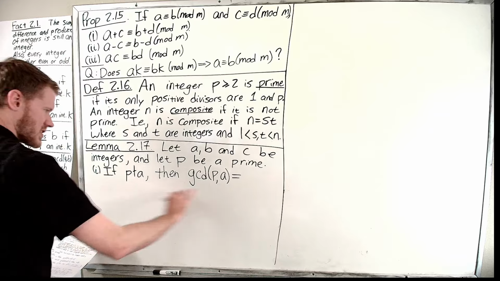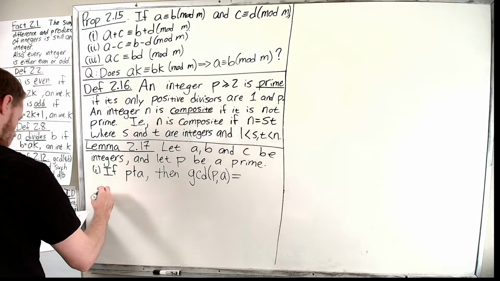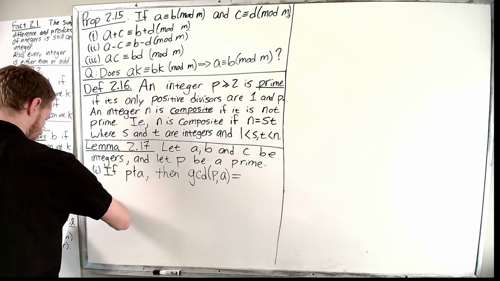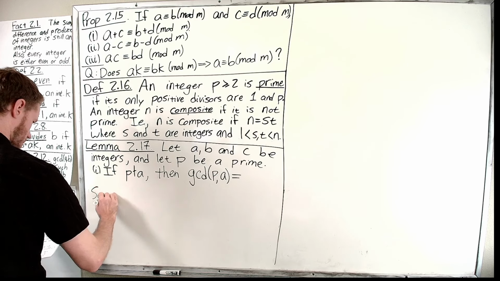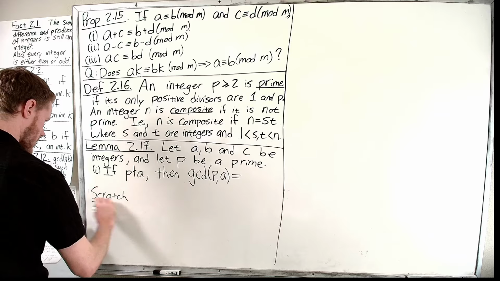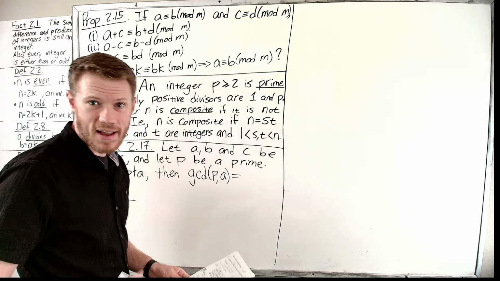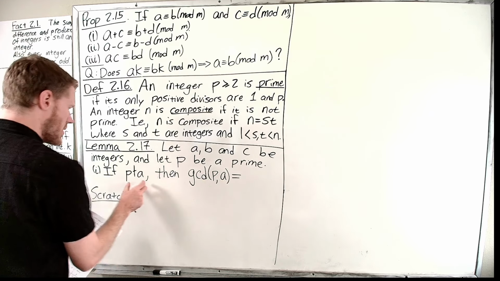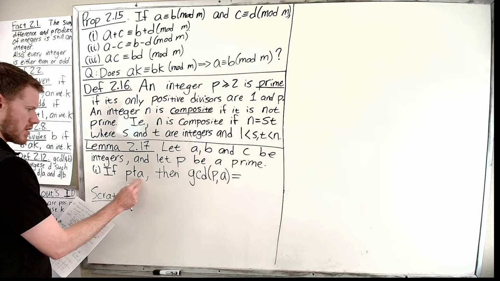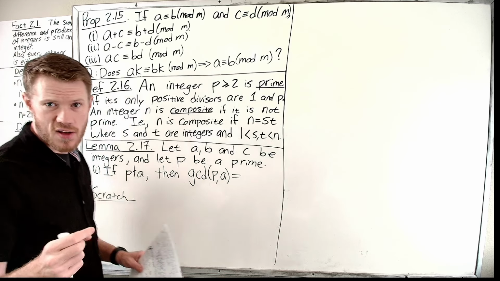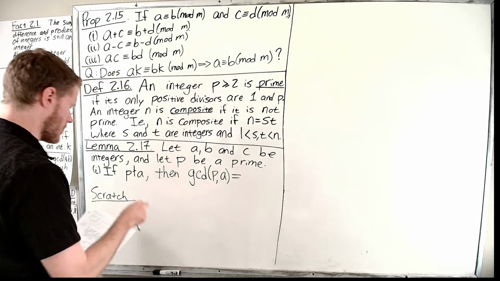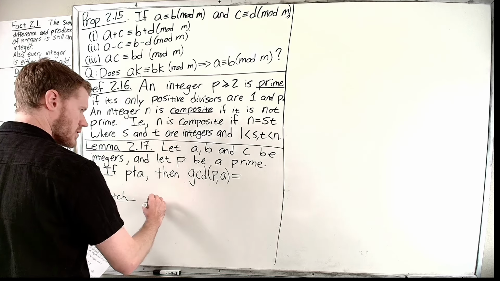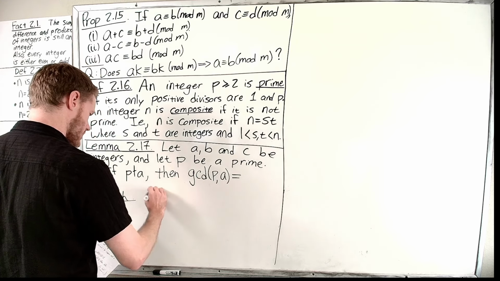Actually, I'm also going to save some space here for some scratch work. So I guess I'll just write scratch. So here's some scratch work. And this will help us actually answer, what is the answer, by the way? Well, if all we know is that these are integers, p's prime, and a has the property that p is not dividing a, so what are the divisors of p?